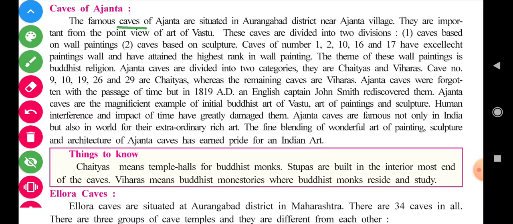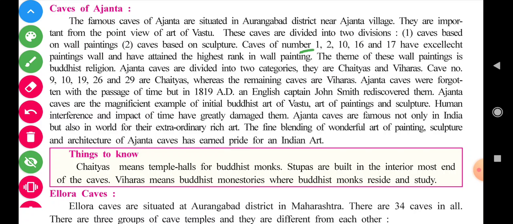The famous caves of Ajanta are situated in Aurangabad district near Ajanta village. From the name of Ajanta village, the caves of Ajanta come into the picture. They are important from the point of view of the art of Vastu. These caves are divided into two divisions. First, caves based on wall paintings. Second, caves based on sculpture.